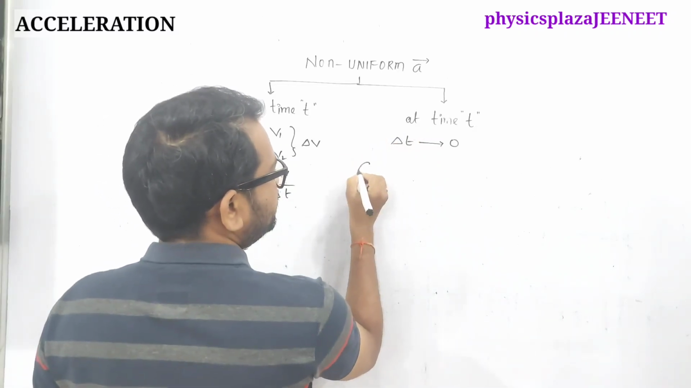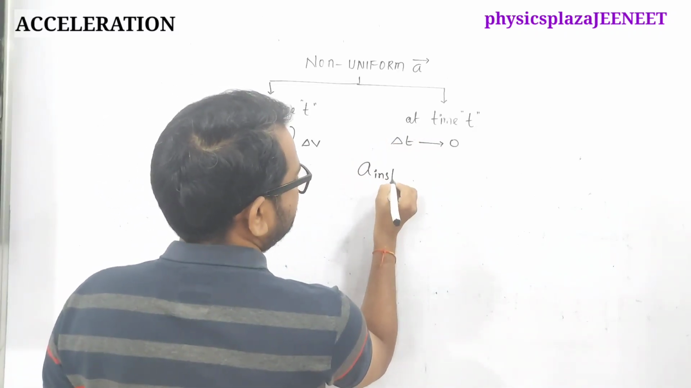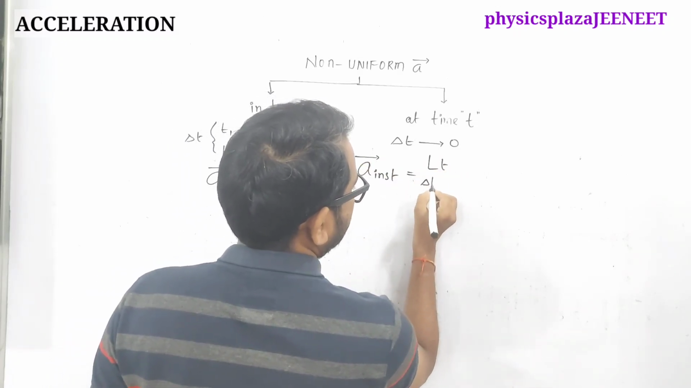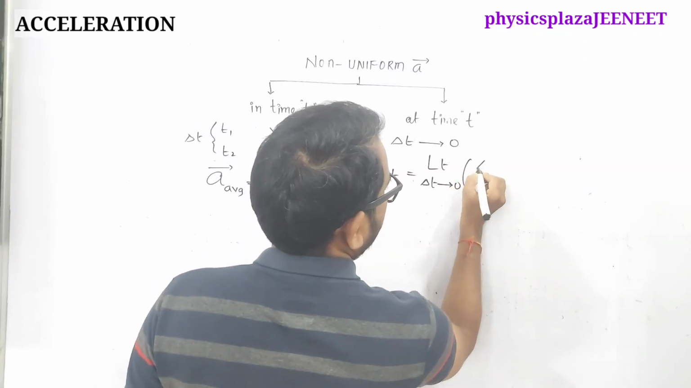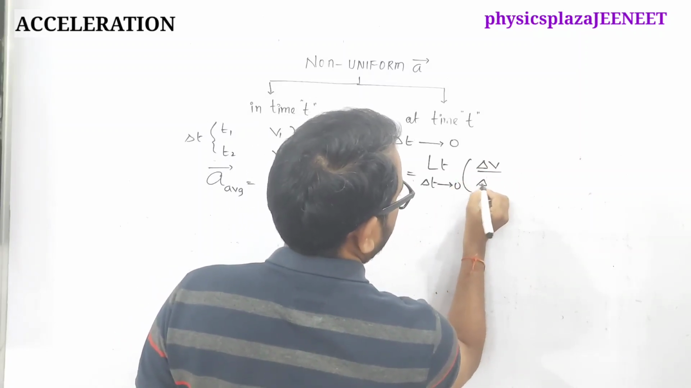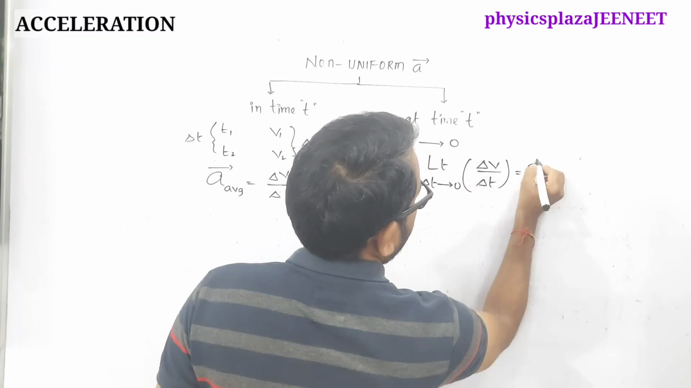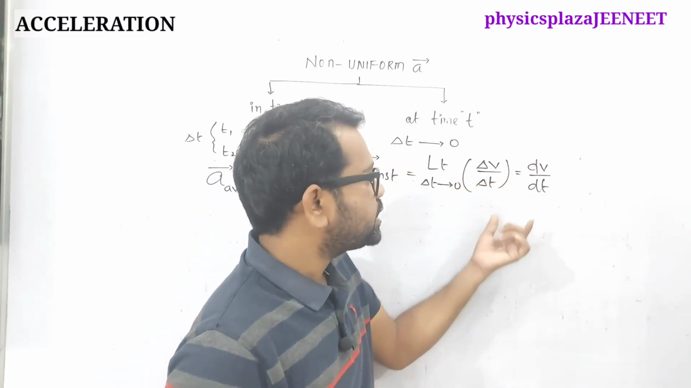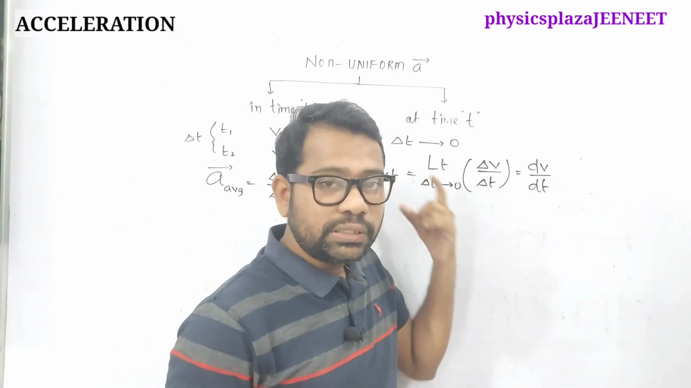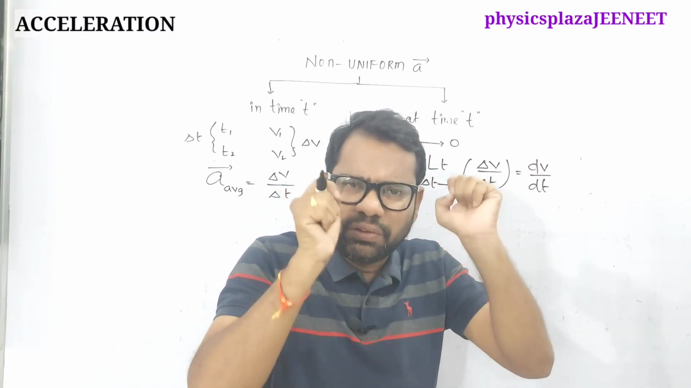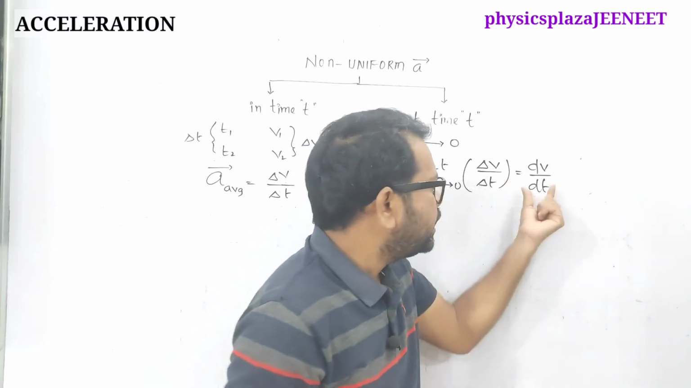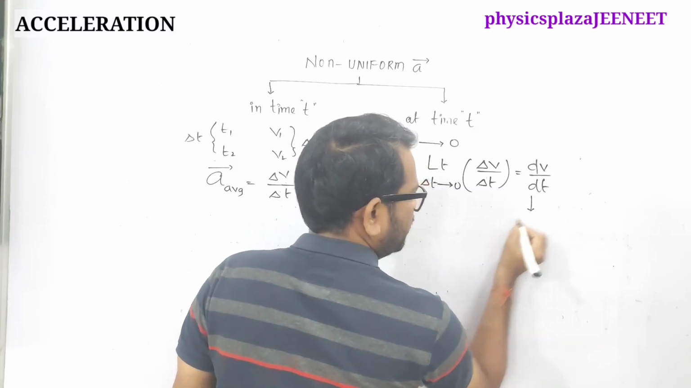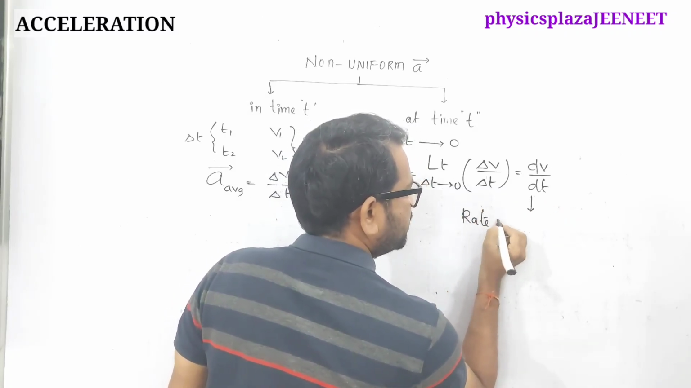So instantaneous acceleration. How can you define this, children? Limit delta t tends to 0, delta v by delta t, this can be written as dv by dt. Children, don't get confused. Delta v is change in velocity only, dv is change in velocity only. But what is the difference? dv means a very small change in a small interval of time.